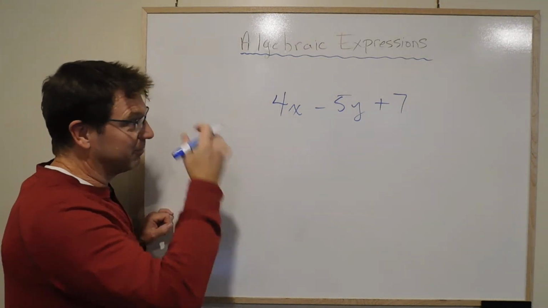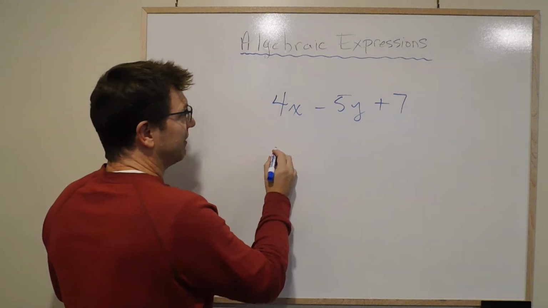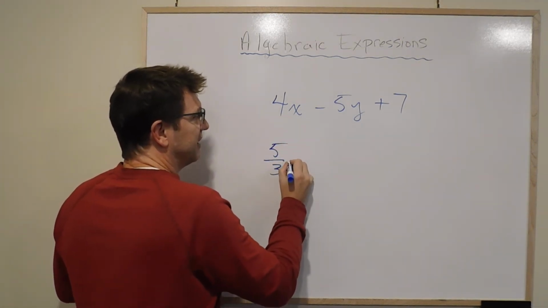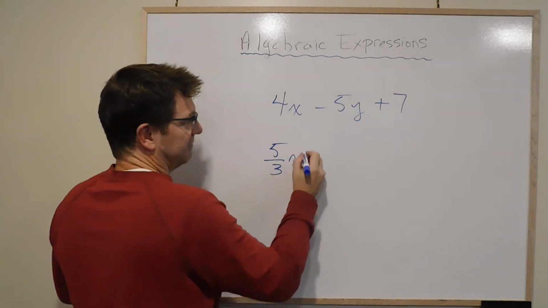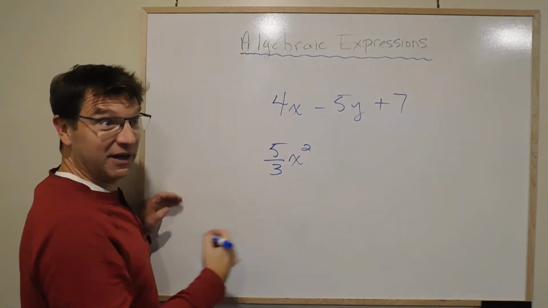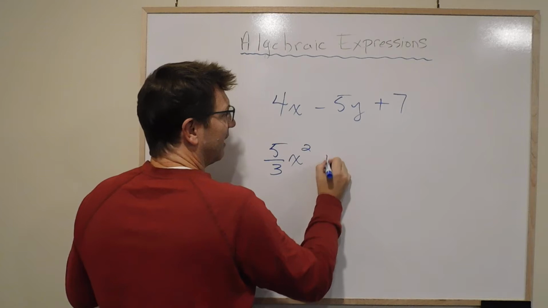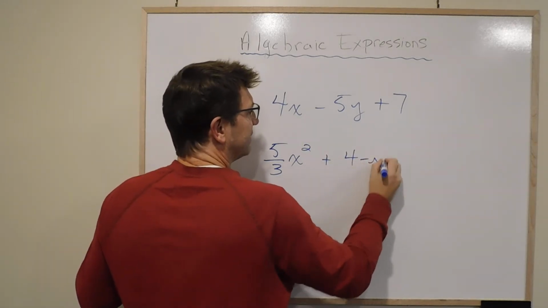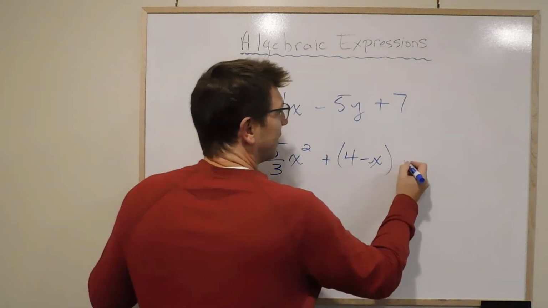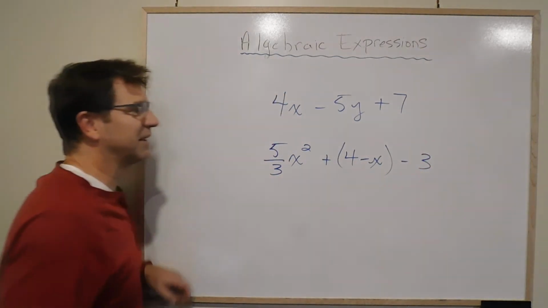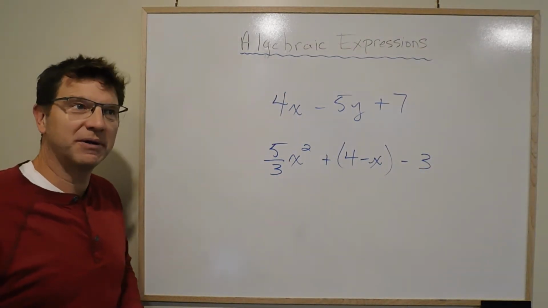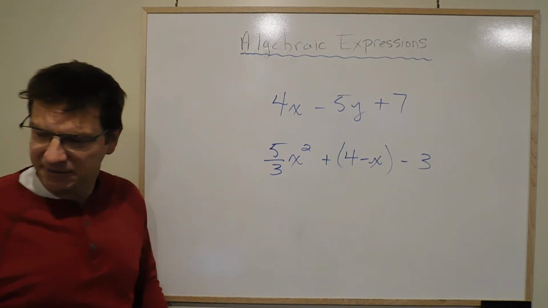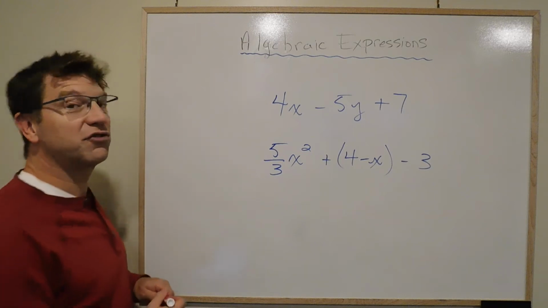They can be more complicated. I could have something like 5/3 x squared even. We'll get into that a little later. Plus 4 minus x, something like that, minus 3. It's more complicated, but it's still an algebraic expression. It has no equal sign, and it's broken into terms.